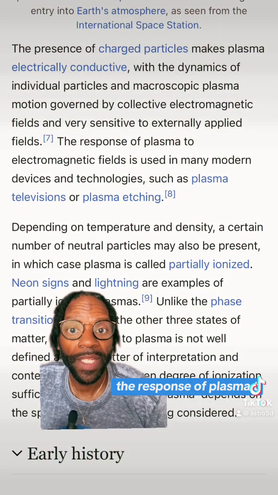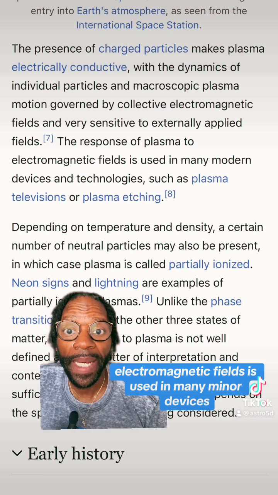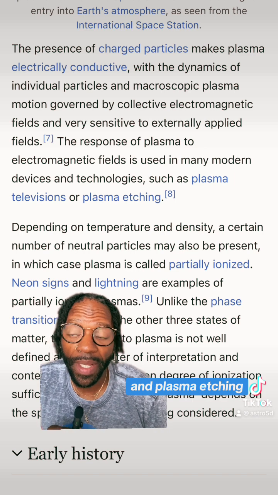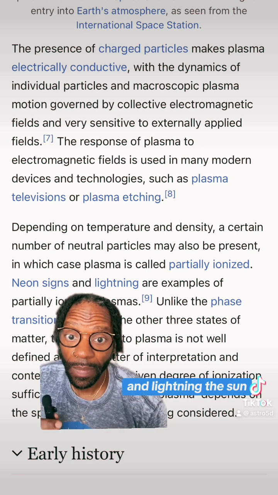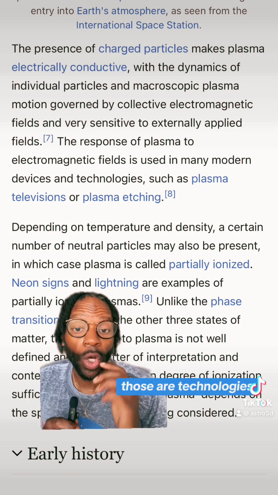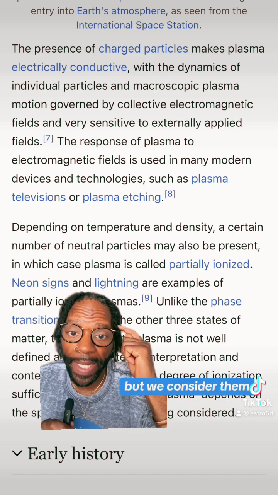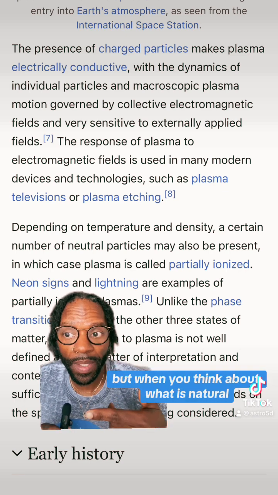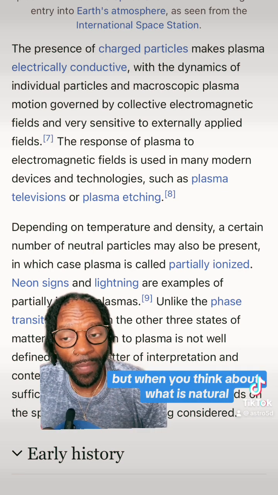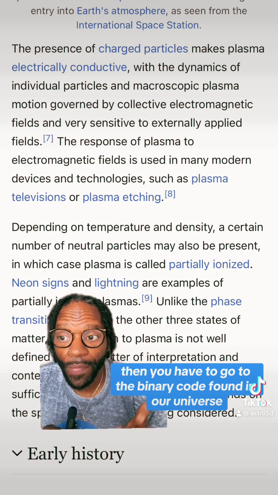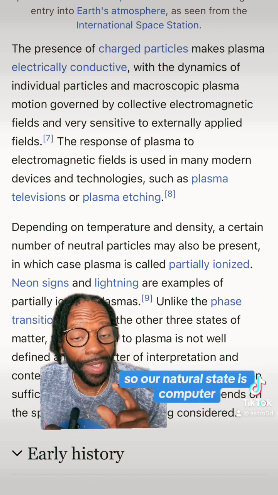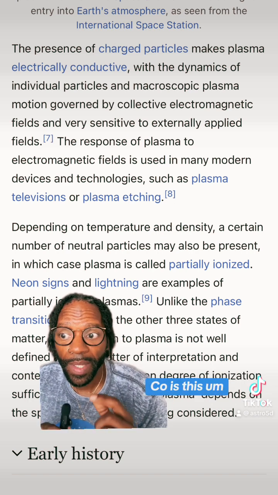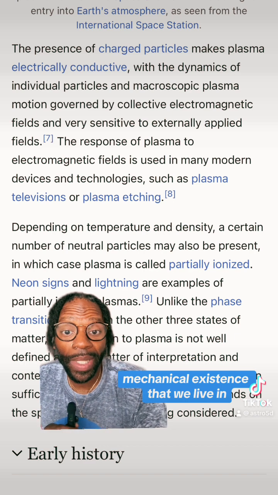The response of plasma to electromagnetic fields is used in many modern devices and technologies, such as plasma television and plasma etching, and lightning, the sun. Those are technologies, but we consider them to be natural. But when you think about what is natural, then you have to go to the binary code found in our universe. So our natural state is computer code, is binary code, is this mechanical existence that we live in.